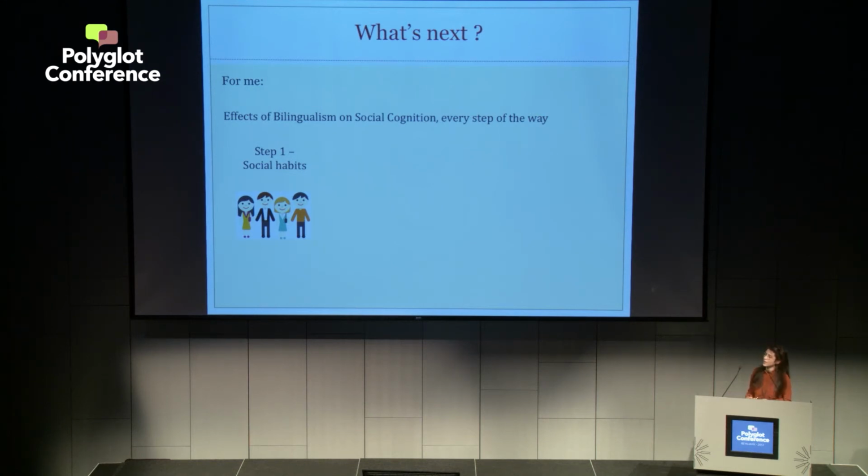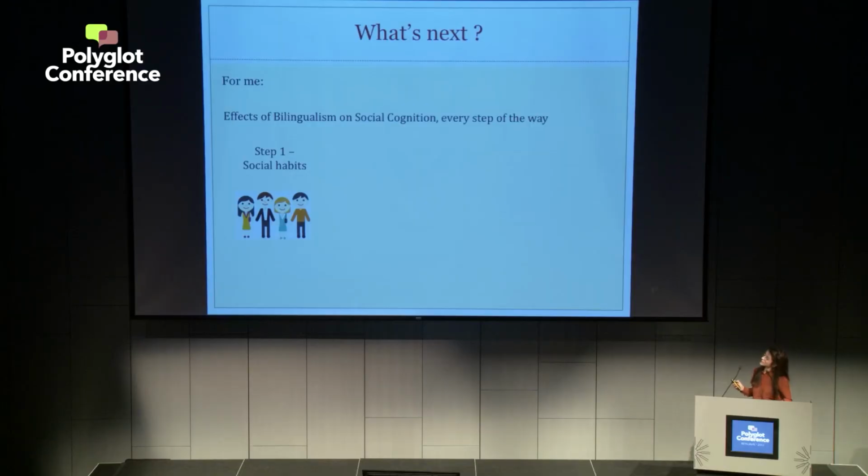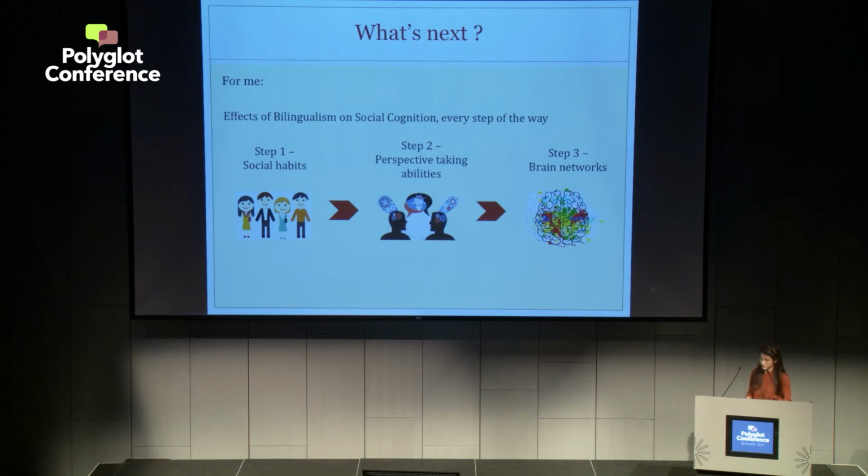What I showed you here is just a part of the first step in my research, which looks at social habits. My entire research is to look at the effects of bilingualism on social cognition, so the processes we use when we interact with other people, every step of the way. Step one was social habits. But then comes step two, which is the perspective-taking abilities, so when you take the perspective of someone else. And finally, what's happening inside the brain. So that's what's next for me for the next 2 years.